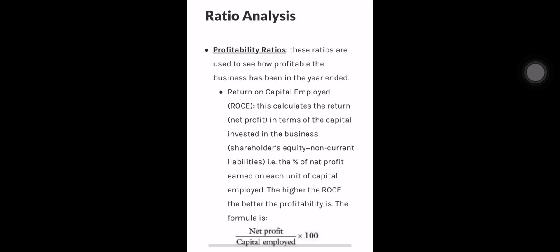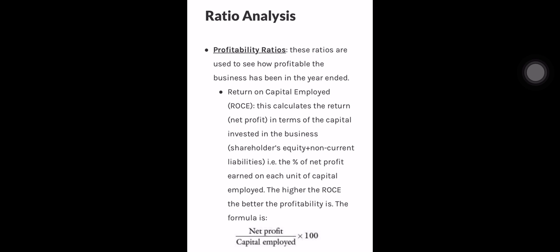Okay, so was the business making enough profits this year or not? This is what you are going to check when you are using the three profitability ratios. We have return on capital employed, we have the gross profit margin ratio, and the net profit margin ratio. So let's start with the return on capital employed.